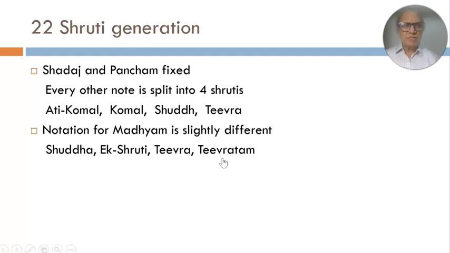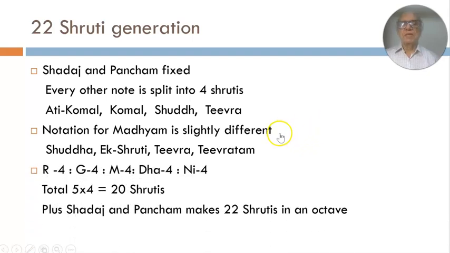Note that the 22 Shruti scale is somewhat different than your 12 note scale, because there is nothing like Ati Komal and Komal there. You have just Komal and Shuddha. But in 22 Shruti, apart from Shadaj and Pancham, the notes are split into 4 parts. So that's why it's Ati Komal, Komal, Shuddha and Tivra. Whereas Madhyam is slightly different, because we know that the lower ratio starts with Shuddha. So we call it Shuddha, Ek Shruti, Tivra and Tivratam.